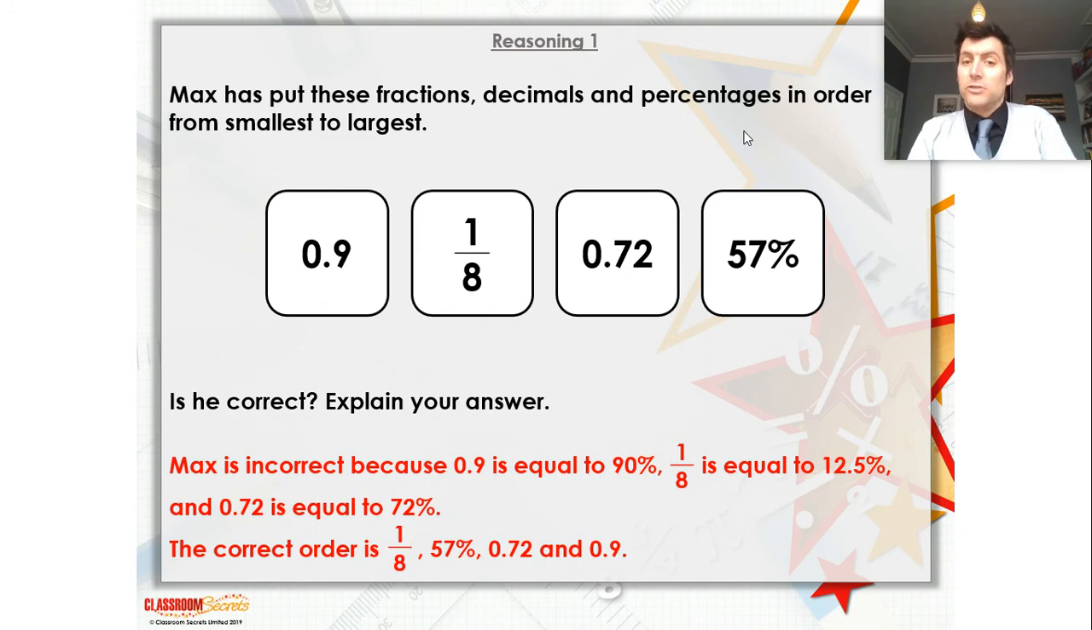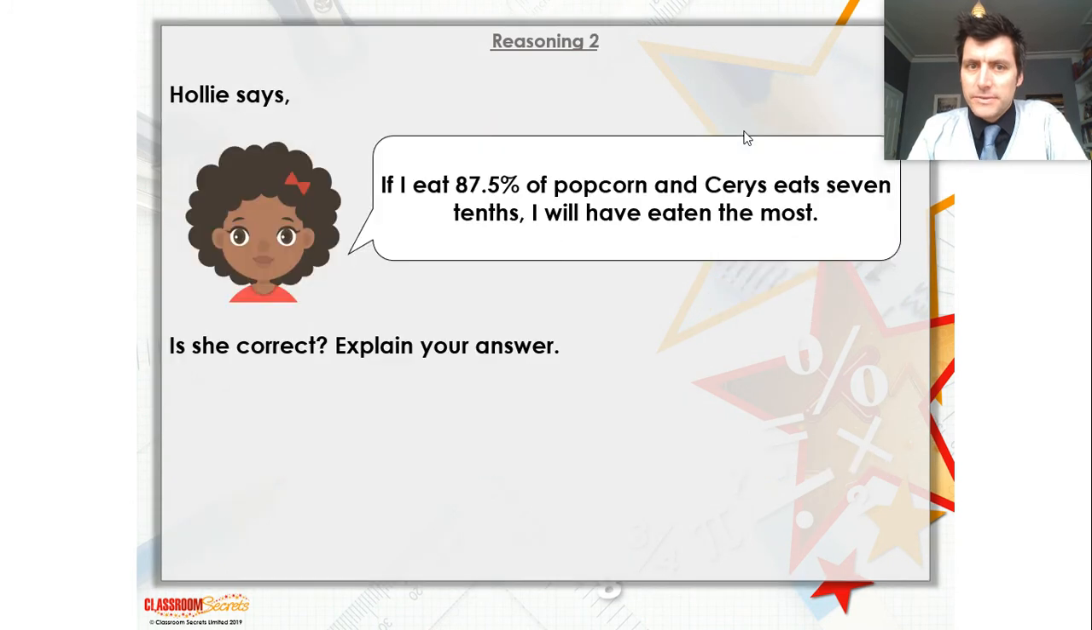I think he got confused on two levels. Number one, he was doing it in the wrong order. I think he tried to go largest to smallest. And number two, I think he got confused on some of his values. So reading the question and then thinking about your response.